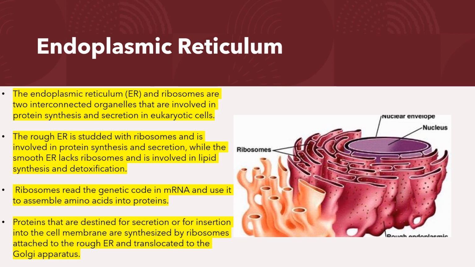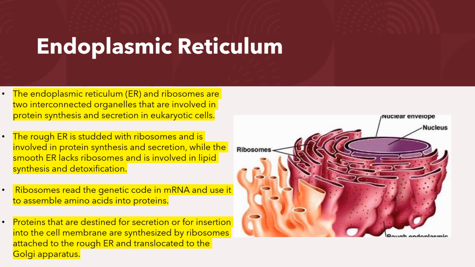The process of protein synthesis begins in the nucleus, where DNA is transcribed into mRNA. The mRNA then exits the nucleus through nuclear pores and travels to the ribosomes either in the cytoplasm or on the surface of the rough endoplasmic reticulum. The ribosomes read the genetic code in the mRNA and use it to assemble amino acids into a polypeptide chain, which is then folded into a protein.